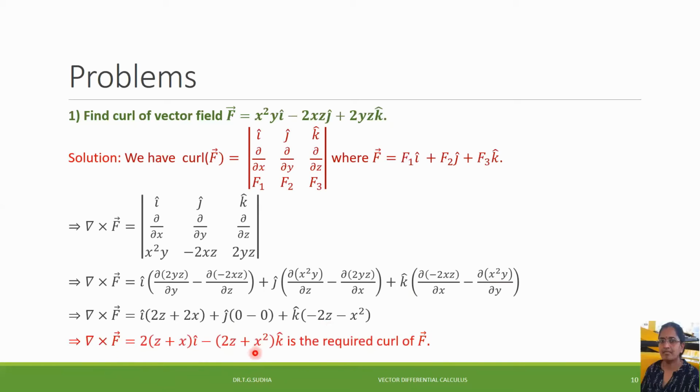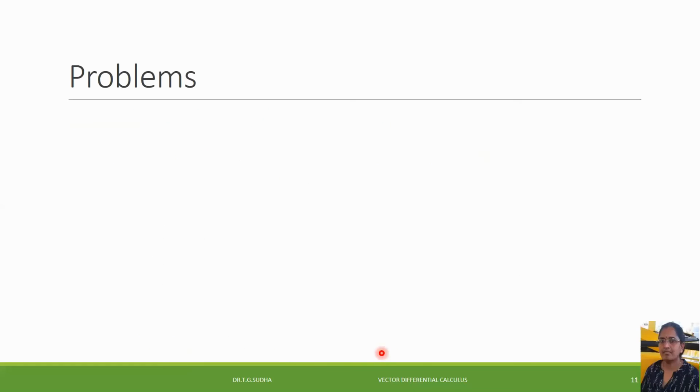If we simplify this, del cross f is equal to, here we can take 2 common, so 2 into z plus x into i, minus, this becomes 0. So here we can take the negative sign outside and we can write minus of 2z plus x square into k. So this is the required curl of the given vector field f.